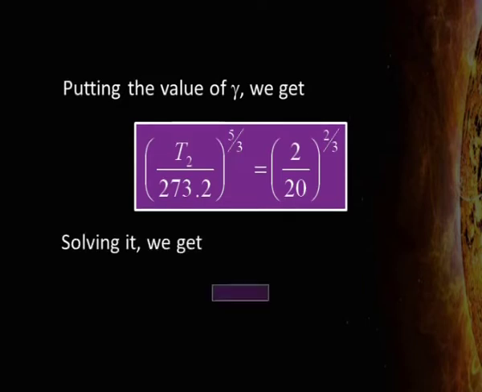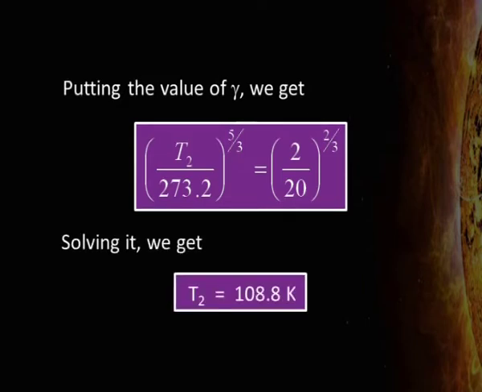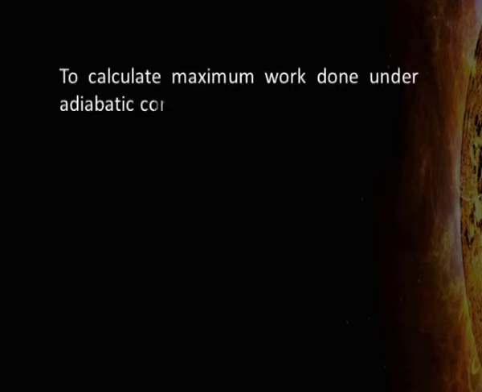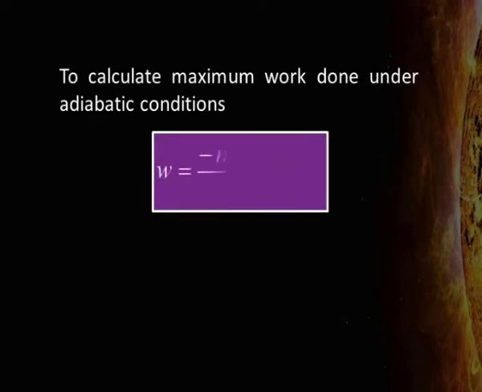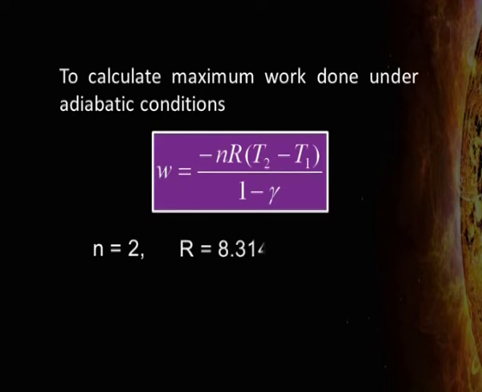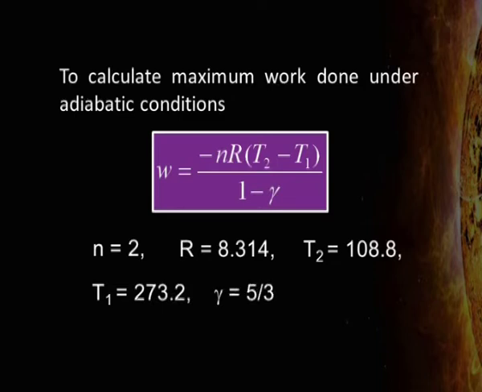Solving it, we will get T2 is equal to 108.8 Kelvin. Now, to calculate the maximum work done, W is equal to minus nR multiplied by T2 minus T1 upon 1 minus gamma. Putting all the values here, n equal to 2, R equal to 8.314, T2 equal to 108.8 Kelvin, T1 equal to 273.2 and gamma equal to 5 by 3.